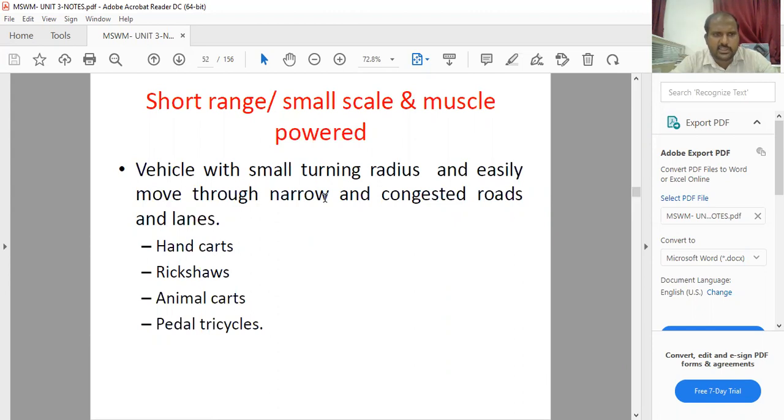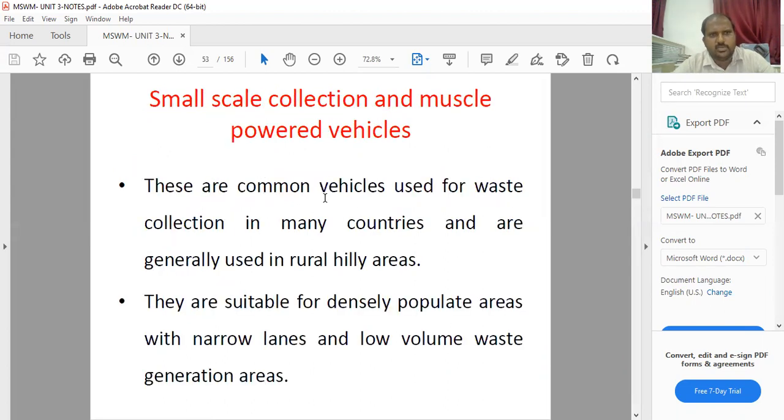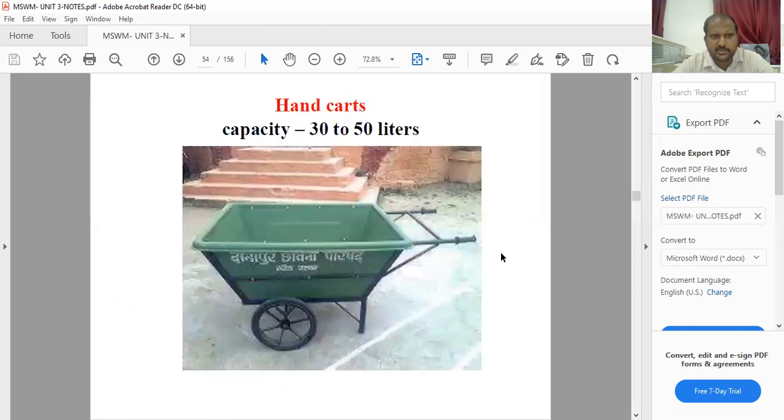There are a lot of vehicles in this type, therefore we will see them one by one. The first one is handcarts, second is rickshaws, animal carts, pedal tricycles, and small scale traction and muscle powered vehicles. These are common vehicles used for waste collection in many countries and are generally used in rural hilly areas. They are suitable for densely populated areas with narrow lanes and low volume generation areas.